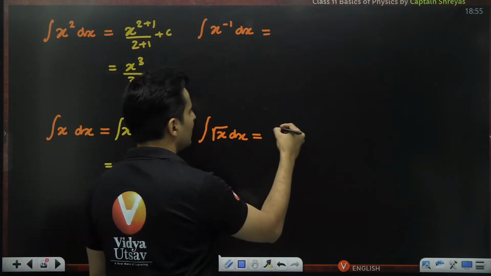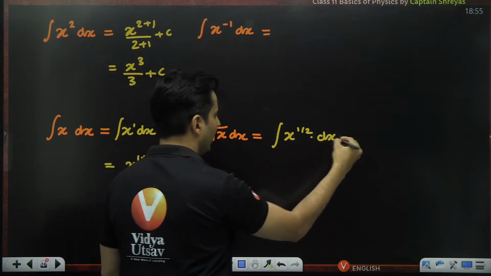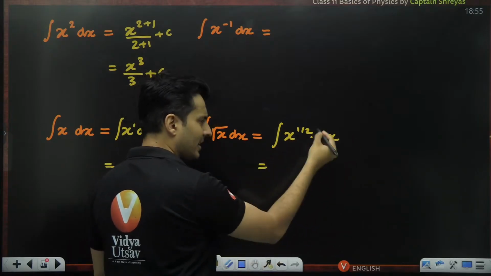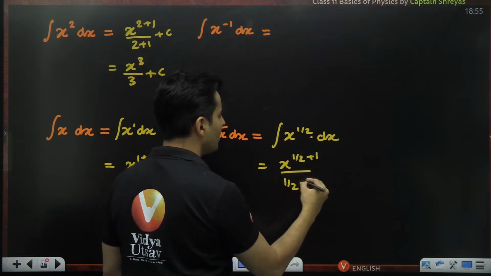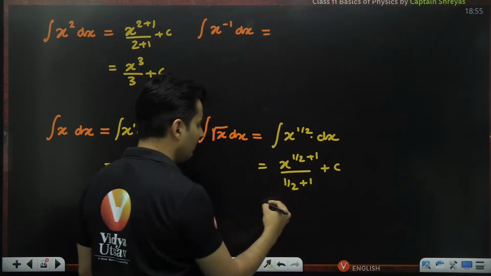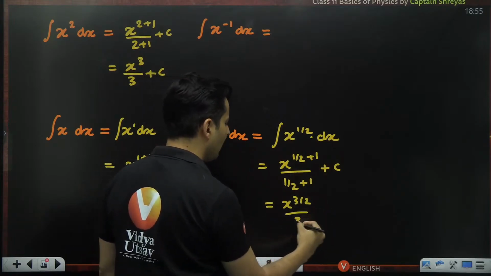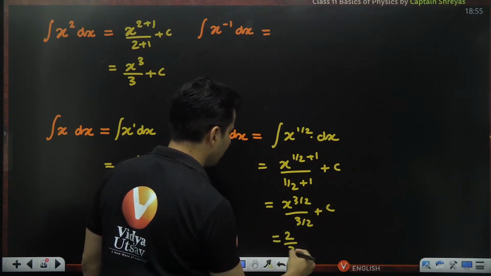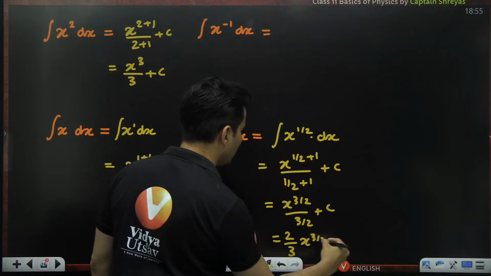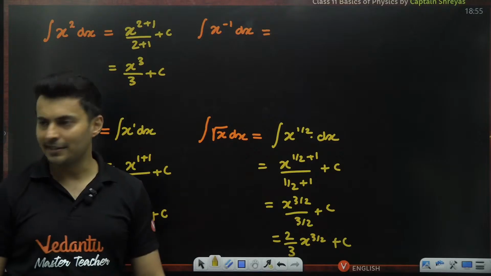So what is this? This is nothing but x raised to half, into dx. Okay. So using the x raised to n formula, x raised to half plus 1 by half plus 1, plus c. Half plus 1 is 3 by 2. So x raised to 3 by 2 by 3 by 2 plus c. You can bring that 2 on the top, 3 below. So 2 by 3 x raised to 3 by 2 plus c. That is the answer for this integration.